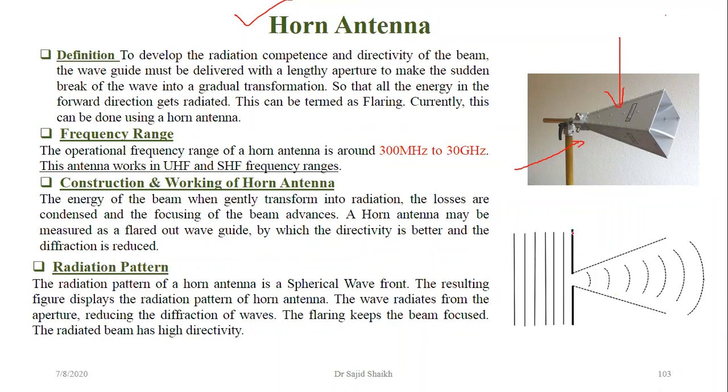What this horn antenna does is radiate the energy in only one direction. Specifically, the aperture antenna frequency range is from 300 megahertz to 300 gigahertz, but especially for the horn antenna, the frequency range is 300 megahertz to 30 gigahertz, right? Now this is the construction of this horn antenna, as I just told you, and this is the radiation pattern of this one.